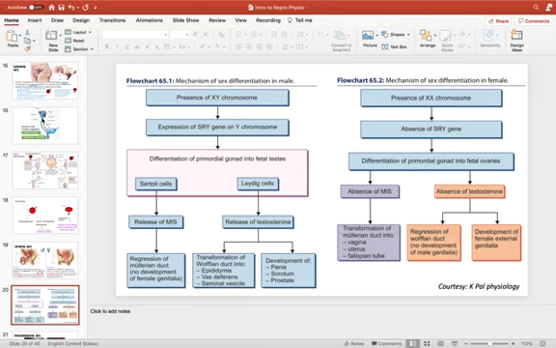scrotum, and prostate. And the mechanism of sex differentiation in female: when there is presence of XX chromosomes and absence of the SRY gene, it will cause differentiation of the primordial gonad into fetal ovaries, and also absence of Mullerian inhibitory substance. So transformation of the Mullerian duct into vagina, uterus, and fallopian tube will occur. And there is also absence of testosterone.